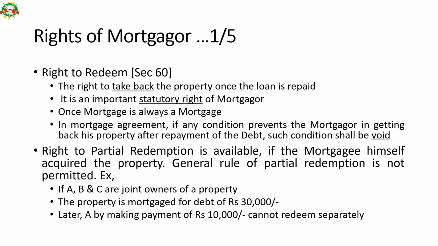If the mortgagee himself acquired the property, the general rule is that partial redemption is not permitted. For example, A, B and C are joint owners of a property. The property is mortgaged for a debt of, say, 30,000 rupees. Later, A, by making a payment of 10,000 rupees, cannot redeem separately. For example, you and me are two friends. We have taken a loan of 20,000 rupees from a bank. So we both have a 50% share of that loan. Tomorrow I cannot say that I will pay my 10,000 rupees and you please leave my share. That is not possible.